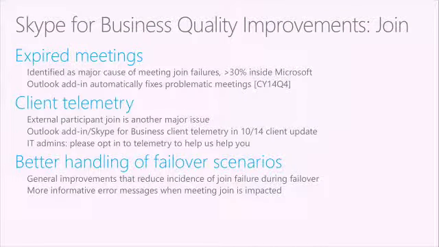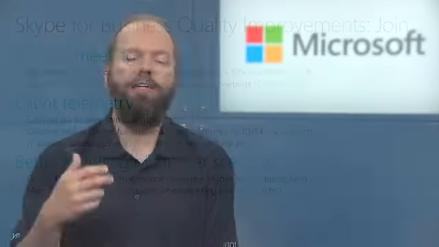And of course, finally, we want to have some better handling of these failover scenarios, right? How do I ensure that I can still join my meetings in the event that I fail over from one pool to the next? And how about giving the users and even the admins some more informative error messages when a meeting join is impacted, rather than giving some generic message that just makes it look like the user did something wrong.